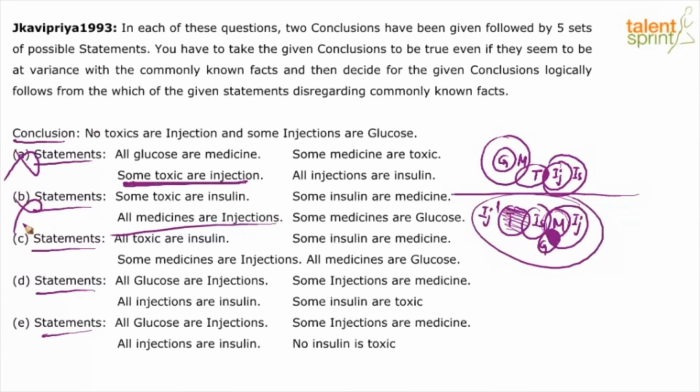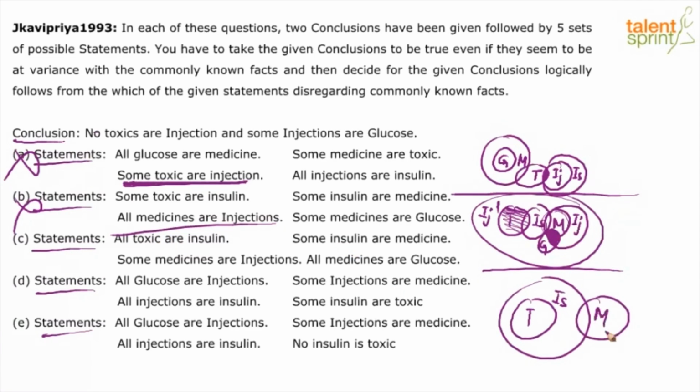See again, in the third one, see option C, right? Try to verify. All toxic are insulin. Some insulin are medicine. Some medicines are injections. Some medicine are injection, right? In fact, I'll do one thing.